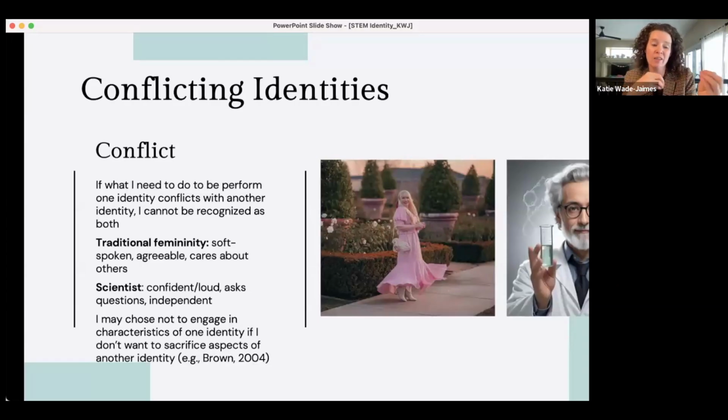So I might choose not to engage in the characteristics of one identity if I don't want to sacrifice aspects of another identity. And this could be all kinds of different identities that come into conflict. And what we're going to focus on today is what those conflicts with science identities are.